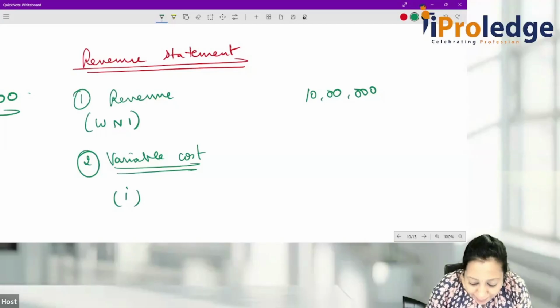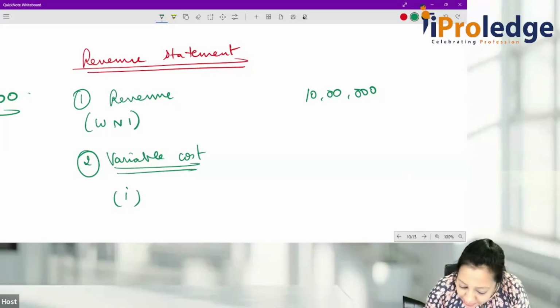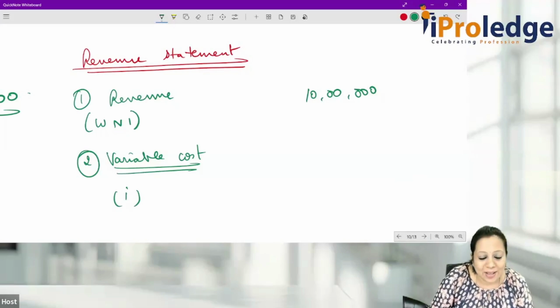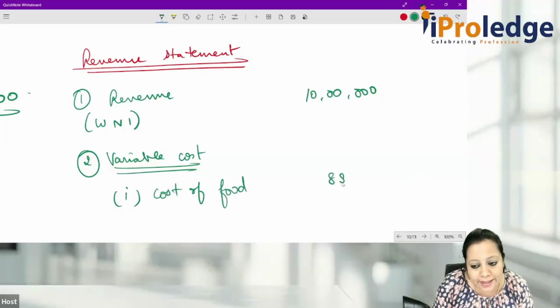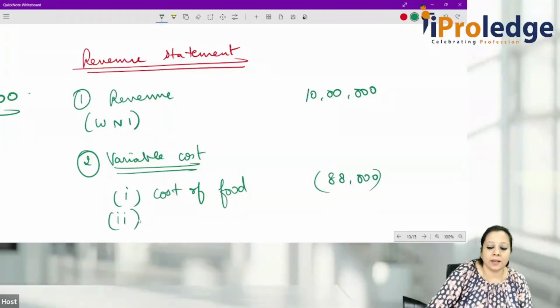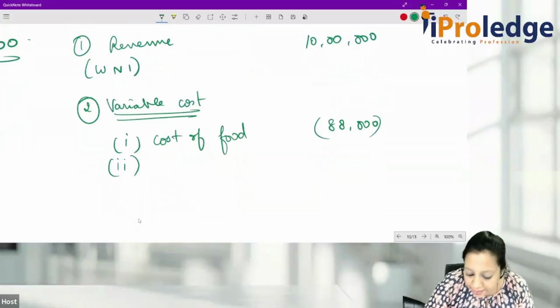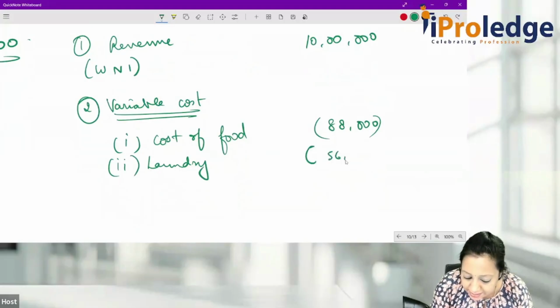Good. Next is repairs and maintenance. That is 7,200. That is also fixed. Yes. Next is going to be cost of food supplied to patients. Now, what is this going to be? This is variable. Obviously, it is variable. Correct. So, it is going to be cost of food, 88,000. Next is because we are finding out the revenue statement, and in that you will be finding out the profit by subtracting the cost. Next one is going to be laundry charges. Laundry is also variable only. Very good. It is 56,000.